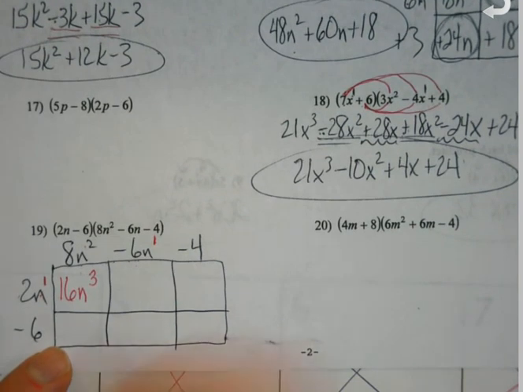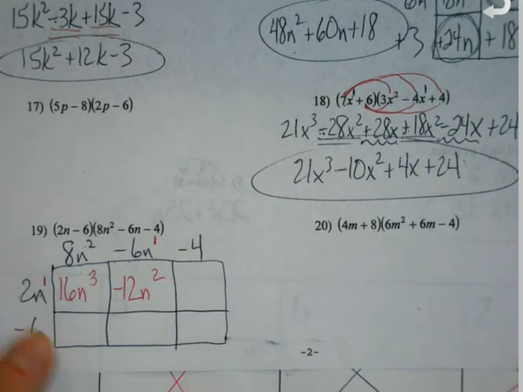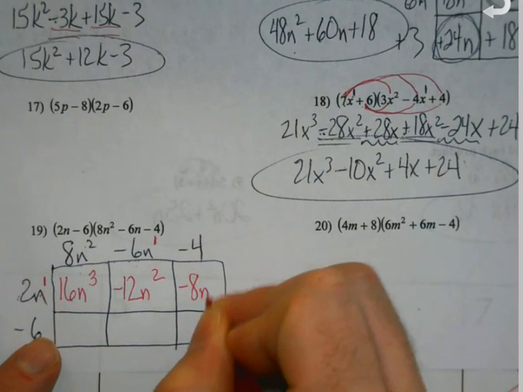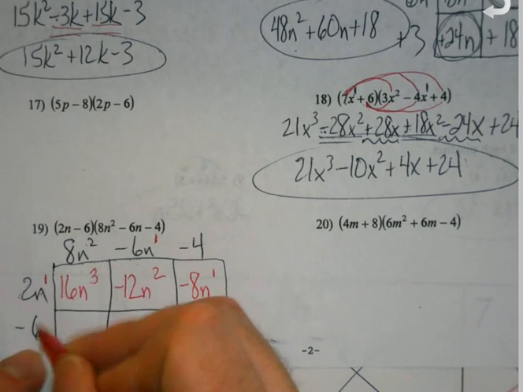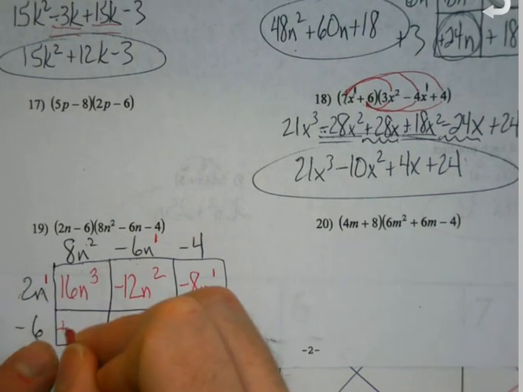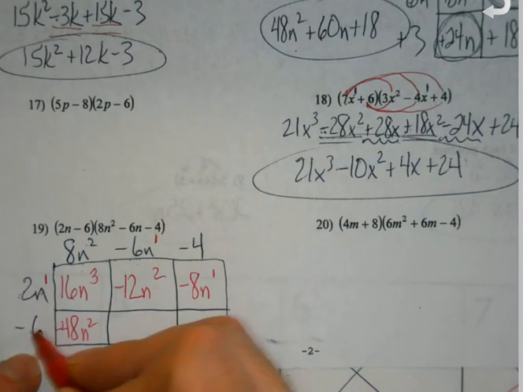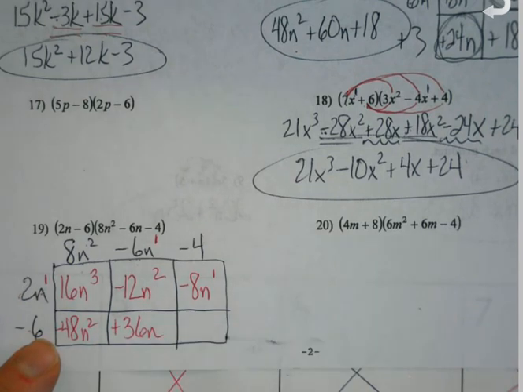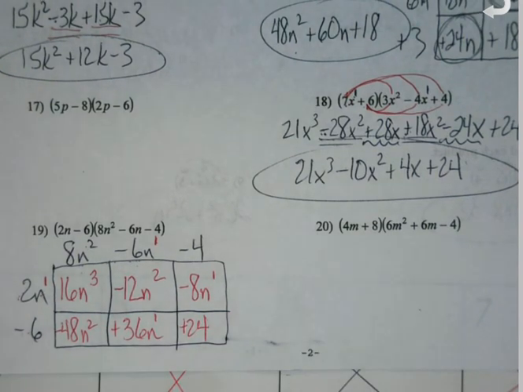Okay. Multiplying to fill. 2 times negative 6 is negative 12. 1 plus 1 is 2. 2 times negative 4 is negative 8. I don't have to put the 1 exponent on my end, but I could. 8 times negative 6 is negative 48. Don't forget about my variable term. Negative times negative is positive 36. And negative 6 times negative 4 is 24. And the only thing then I'd have left to do is to combine like terms.